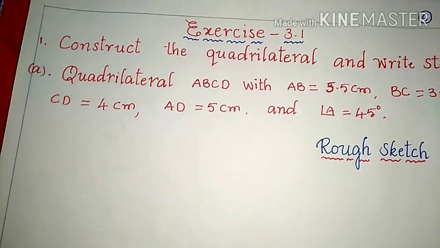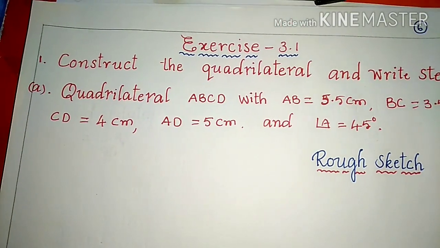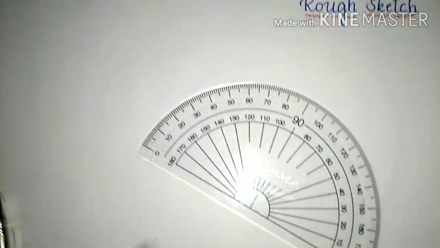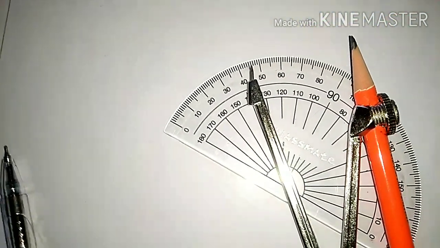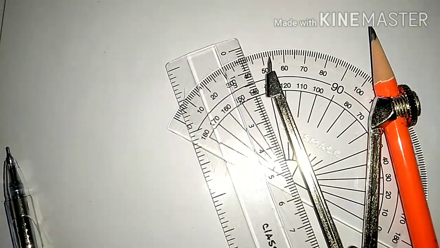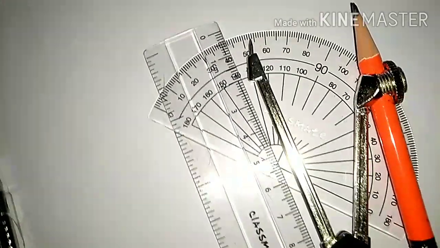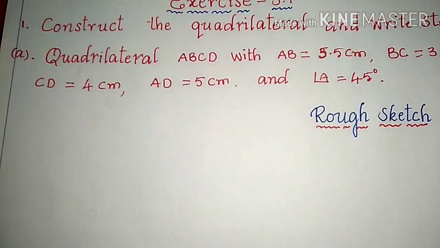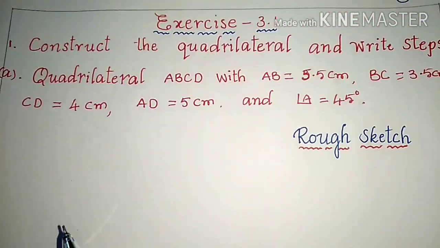What things do you need? A protractor. Take a protractor, a compass with pencil, a scale, and an eraser. These things are a must to have. Okay, children? Now let us start the question.